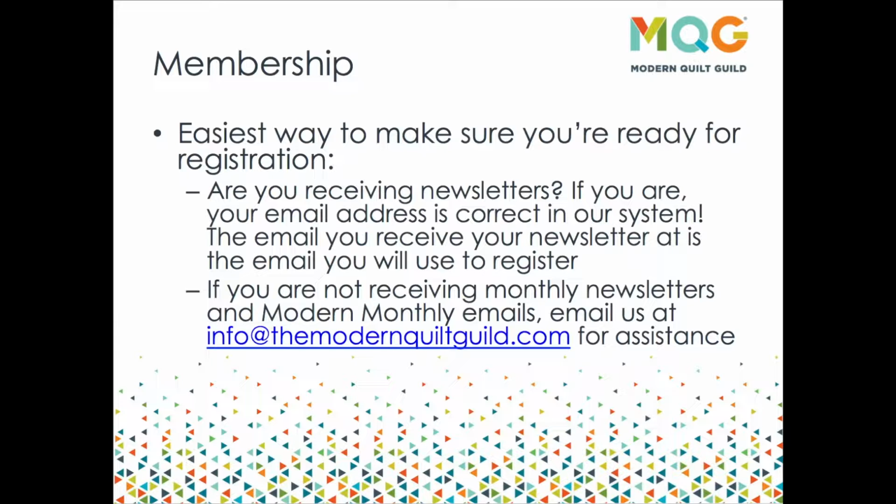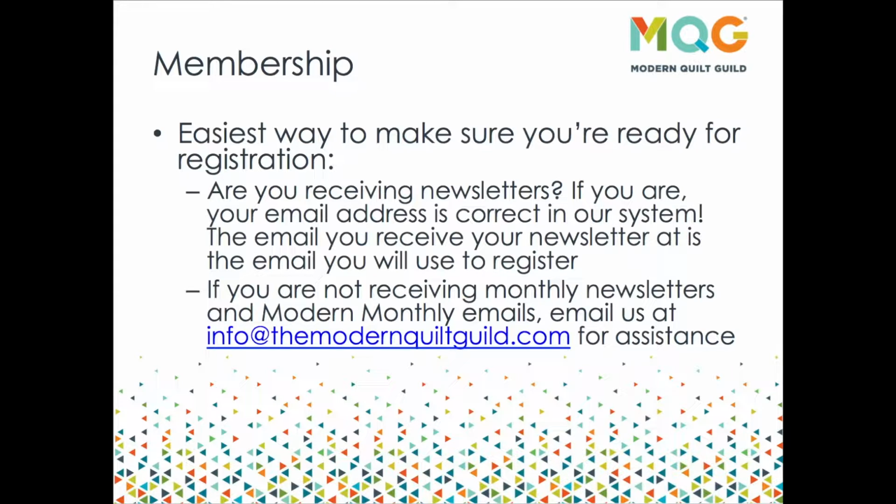As I mentioned before, members get to register first for QuiltCon. The easiest way to make sure that your membership is up to date and that you're ready for registration is to make sure that you are receiving MQG member newsletters. If you are, then your email address is correct in our membership system. The email address where you receive your newsletters is the exact same email address that you'll need to use when you register for QuiltCon.